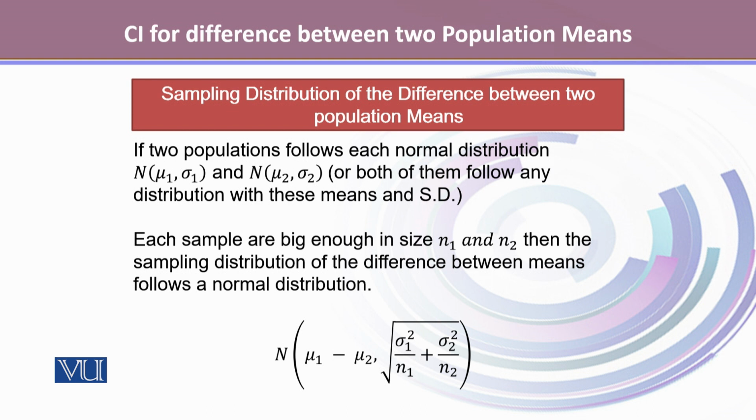Now, if two populations follow normal distribution, where the first follows the normal with mean mu1 and standard deviation sigma 1, and the second follows the normal distribution with mean mu2 and standard deviation sigma 2, and each sample is big enough in size n1 and n2, then the sampling distribution of the difference between means follows a normal distribution with mean mu1 minus mu2 and the standard error, that is square root of sigma 1 square over n1 plus sigma 2 square over n2.